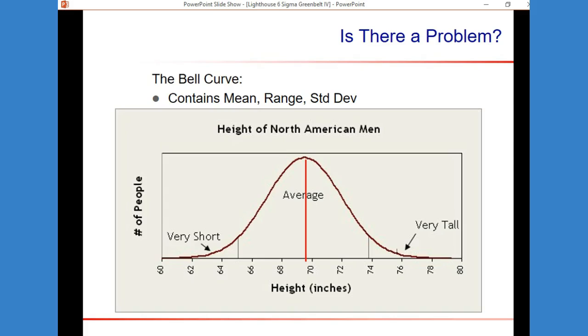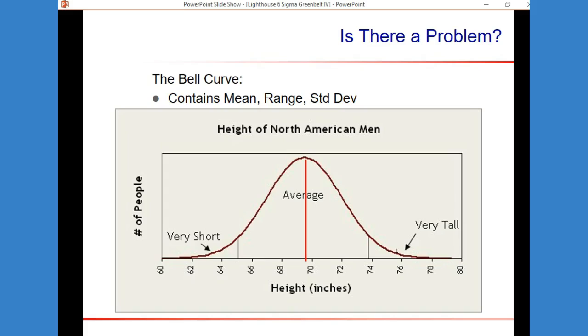So again, here's that little example of the height of North American men. And we have the average, which is our mean, here in the center, which I think came out to around 69 inches, the average height of North American men. So this contains mean, range, and standard deviation in a bell curve.